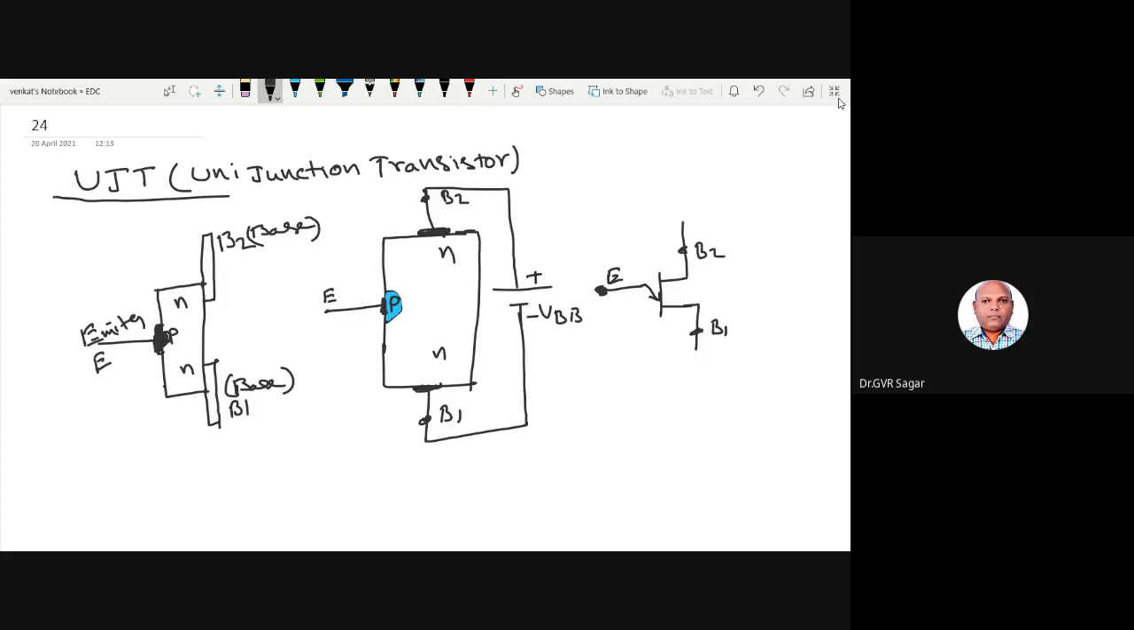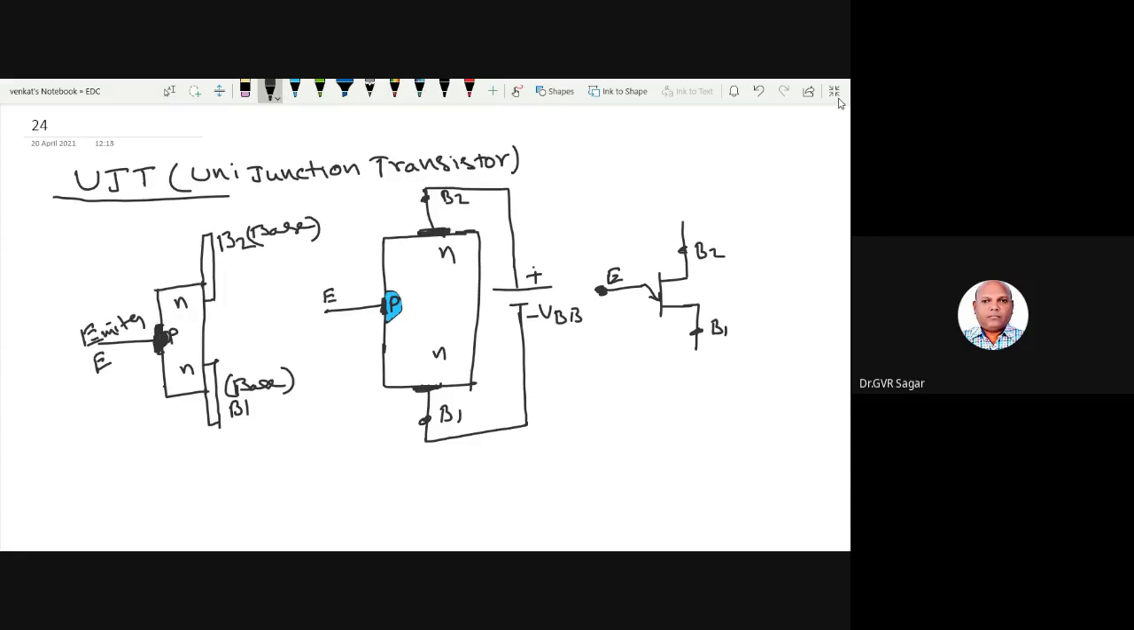Just like in a FET, where we can interchange drain and source, here also we can interchange base 1 and base 2, right? And these are called ohmic contacts. Ohmic contacts. Okay, right. So the condition here is always base 1 is negative.